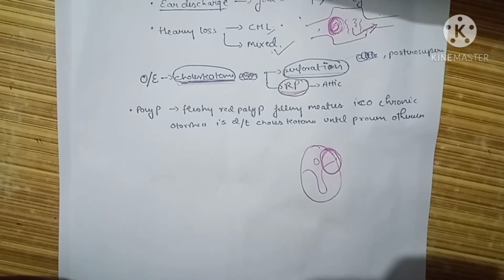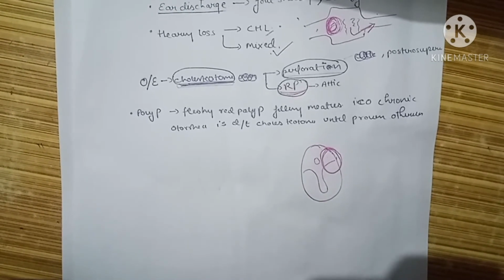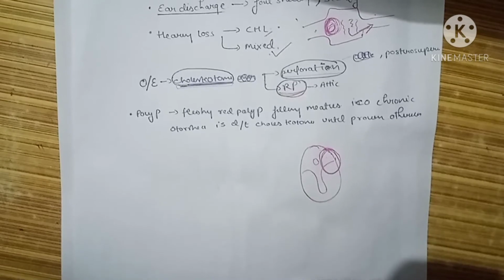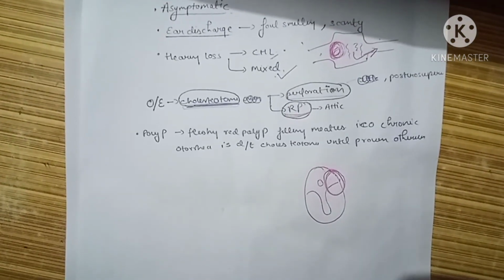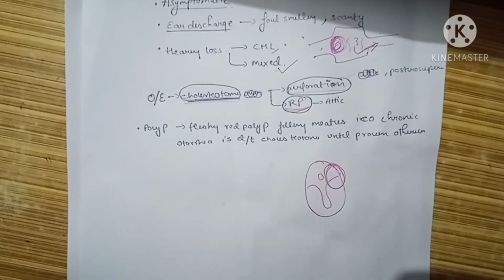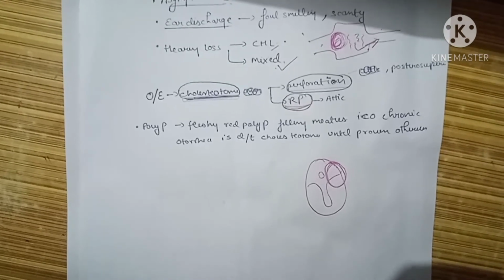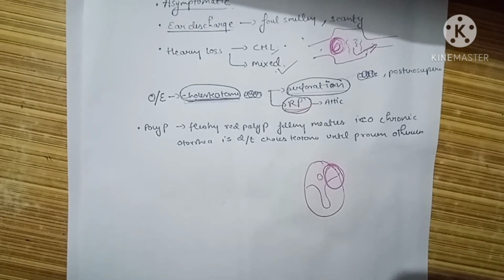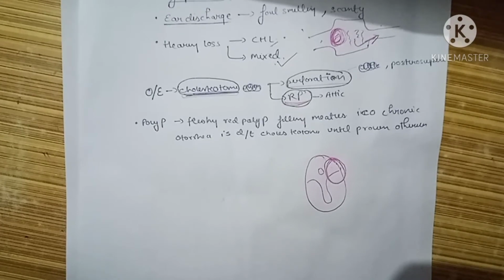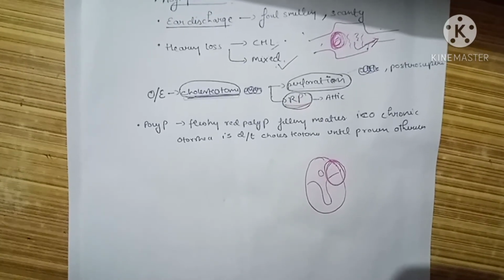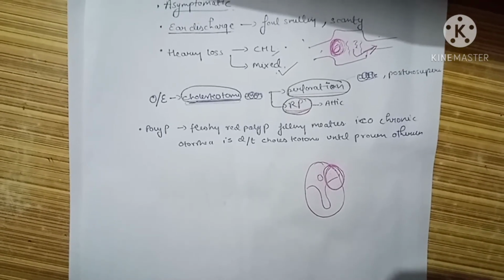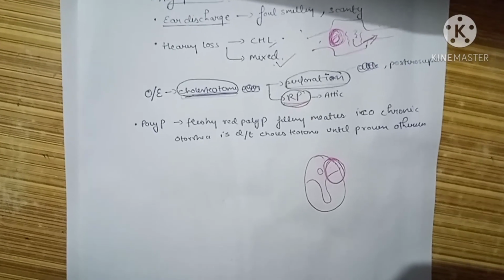Now the most important thing we need to remember is that there may be a polyp, a red fleshy mass that we are seeing. And remember this thing, whenever there is a red fleshy polyp within the ear with a chronic otorrhea, then cholesteatoma is considered the diagnosis until proven otherwise.